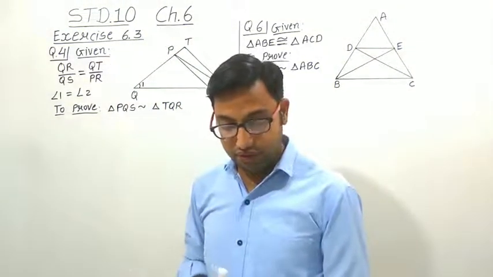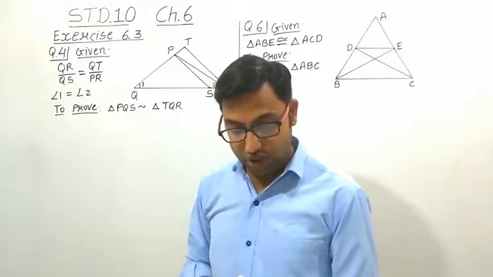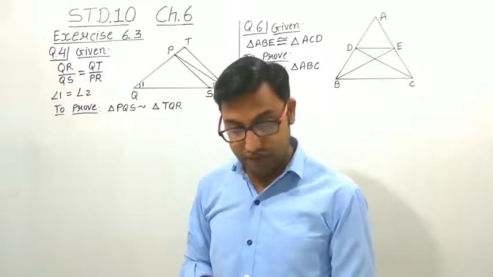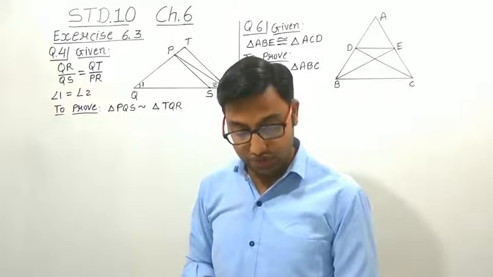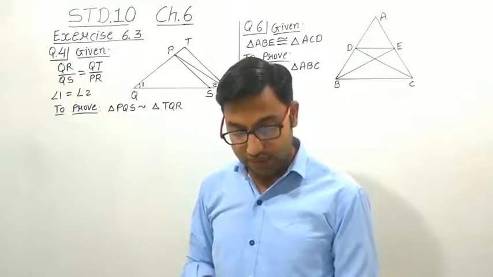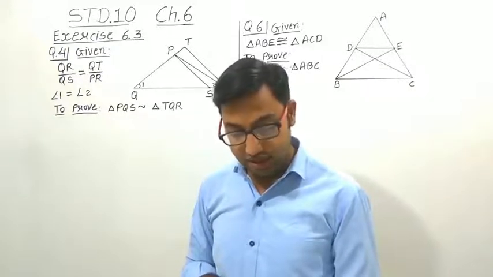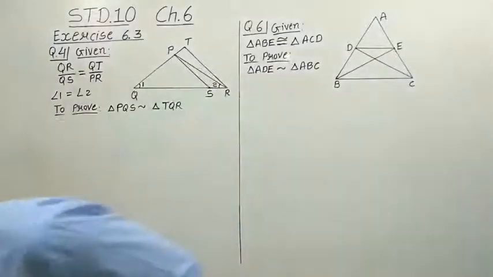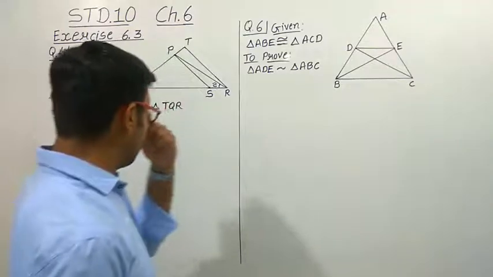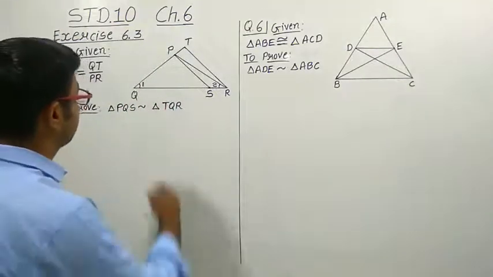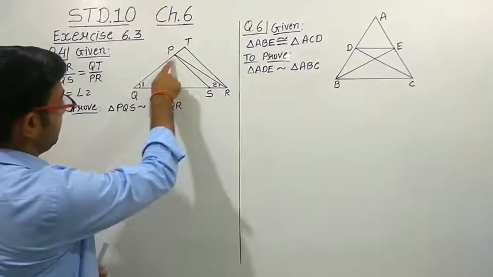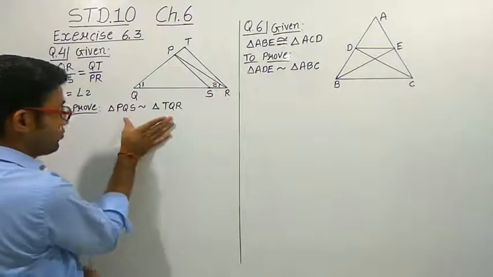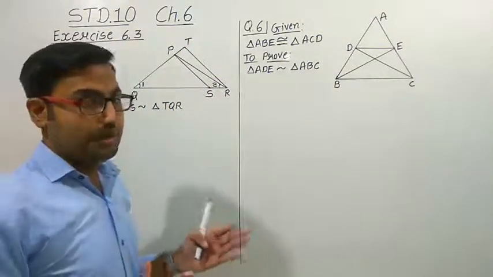here we have given one of the figures: QR upon QS is equal to QT upon PR and angle 1 is equal to angle 2. So that triangle PQS is similar to triangle TQR. Here one of the diagrams we have given like this. Two triangles are there, PQS and TQR. These two triangles we have to show that both are similar to each other.